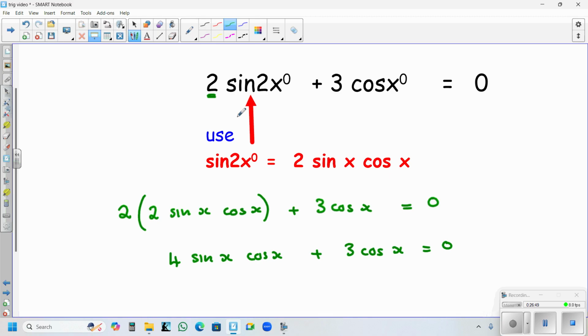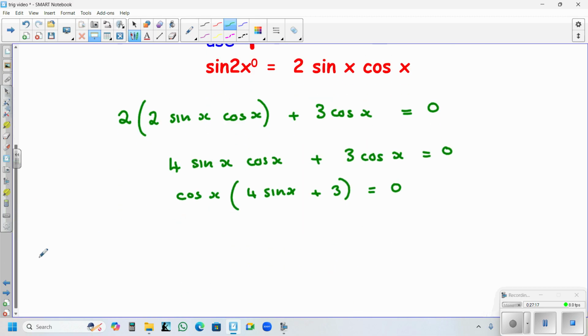Okay, when you've got the sine 2x one, that is always going to be a common factor. So we're looking to see what's the common factor between those terms, and it's got to be cos. So I'm pulling out cos, which means I'm dividing all terms by cos. When I divide that by cos, that disappears. I'm left with 4 sine x, a plus sign, and dividing that by cos x, I'm left with 3, and that is equal to 0. So we've got 2 brackets equal to 0, so from that I can say cos x equals 0. But we've also got 4 sine x plus 3 equals 0.